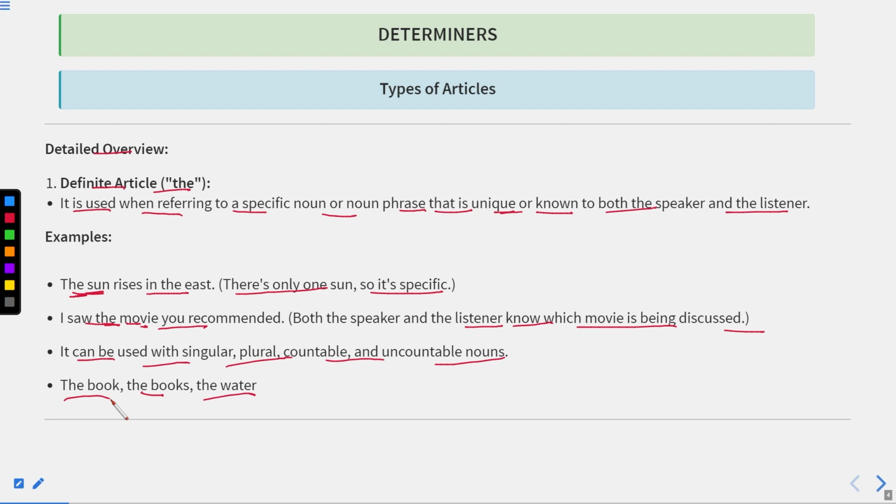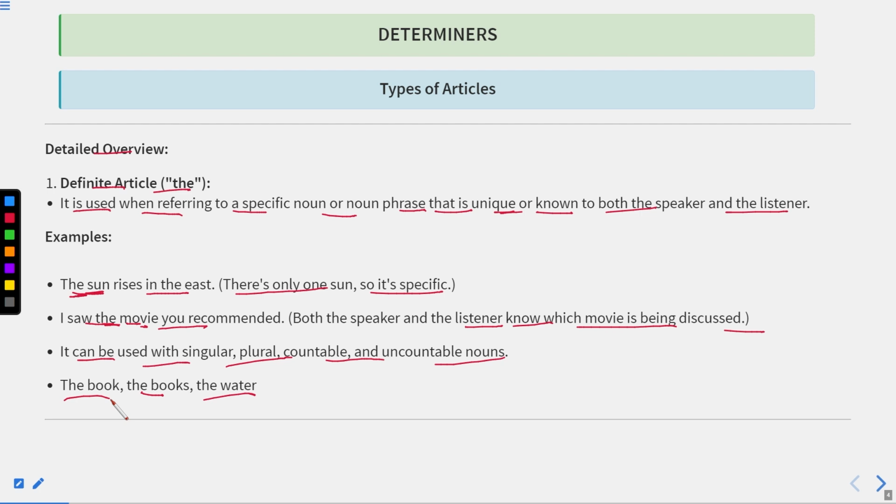Now, if I say book is countable and singular, then the book which you bought yesterday, I'm talking about only that book which you bought yesterday. If I say the books which are kept on the shelf, I'm talking about only those books which are kept on the shelf. If I say the water of this river, it means I'm talking about only that water which is in this river. So if we say water in general, we do not use any article with it.